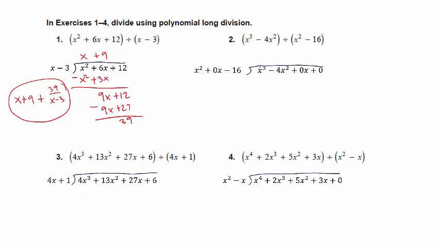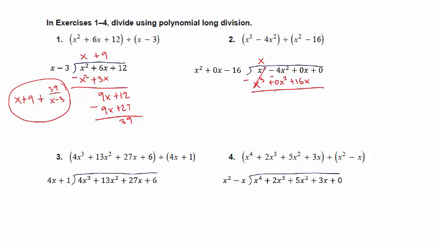So x squared into x cubed goes x times. And then we're just going to multiply. So x times x squared is x cubed, x times 0x is 0x squared, x times negative 16 is negative 16x. So notice everything goes with the correct term. We're going to subtract, change that to add.